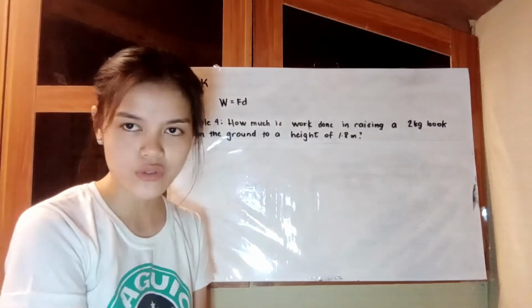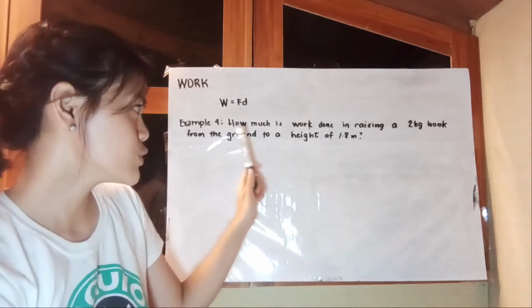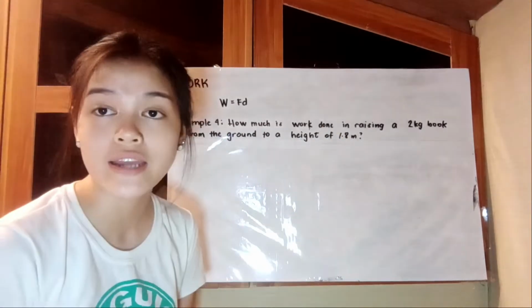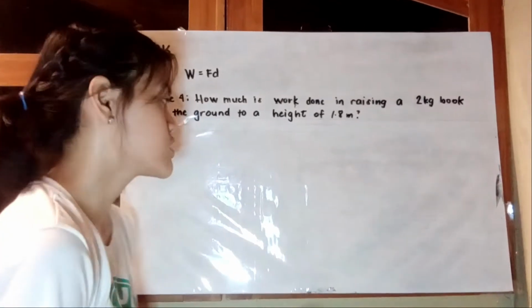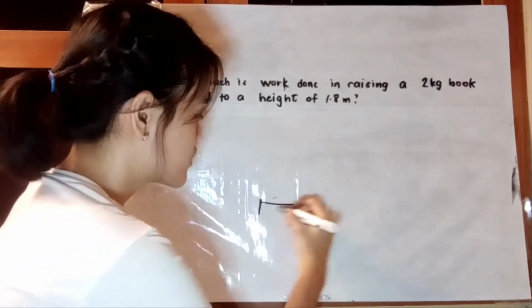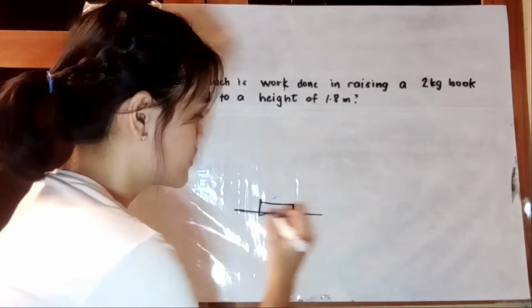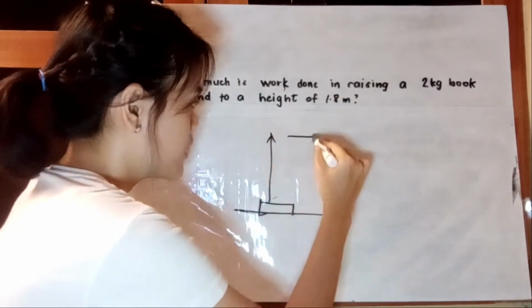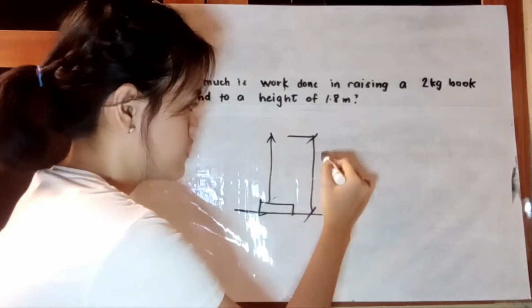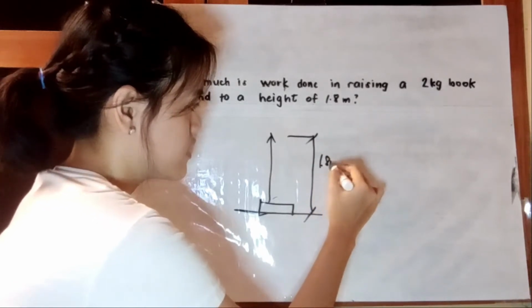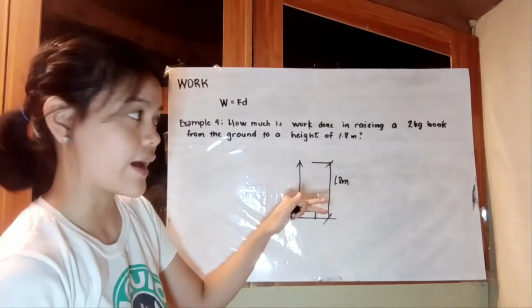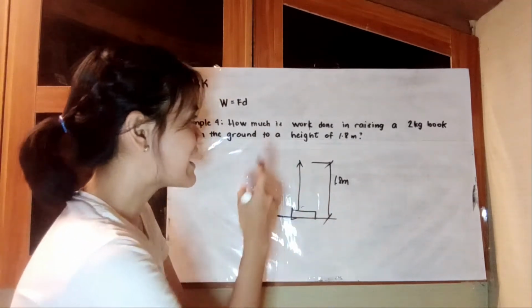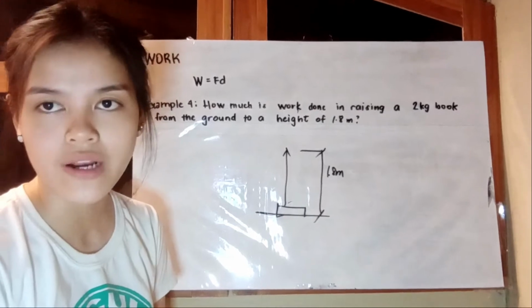So let's move forward to our sample problem. How much work is done in raising a 2-kilogram book from the ground to a height of 1.8 meters? So let's say this is our book, which is lying on the ground, and then we need to lift the book by 1.8 meters. That is our height, or that is the distance that we are talking about. And this book has a mass of 2 kilograms.